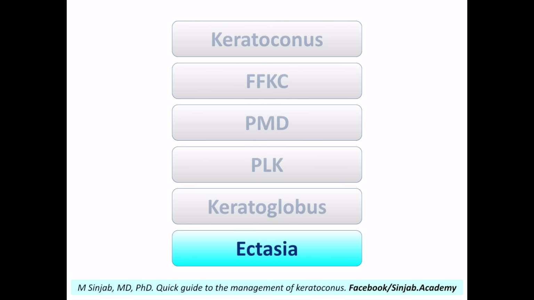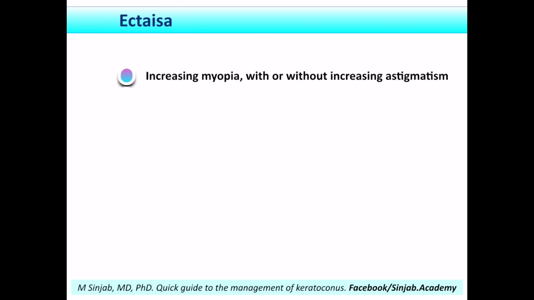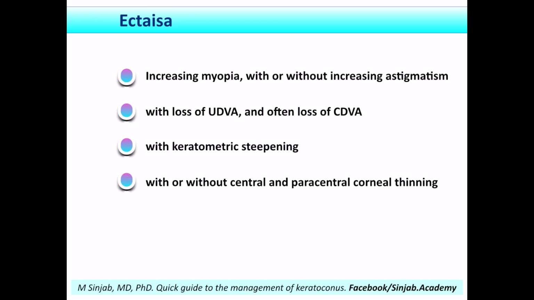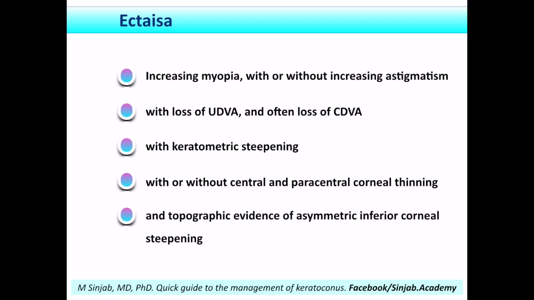Iatrogenic ectasia. The new definition of ectasia is increasing myopia with or without increasing astigmatism, with loss of uncorrected distance visual acuity and often loss of corrected distance visual acuity, with keratometric steepening, with or without central and paracentral corneal thinning, and topographic evidence of asymmetric inferior corneal steepening.